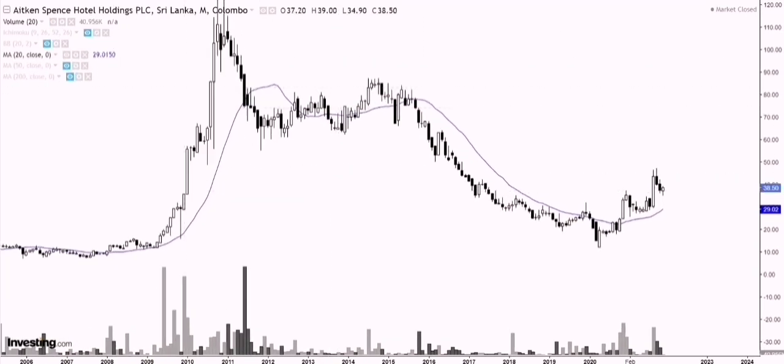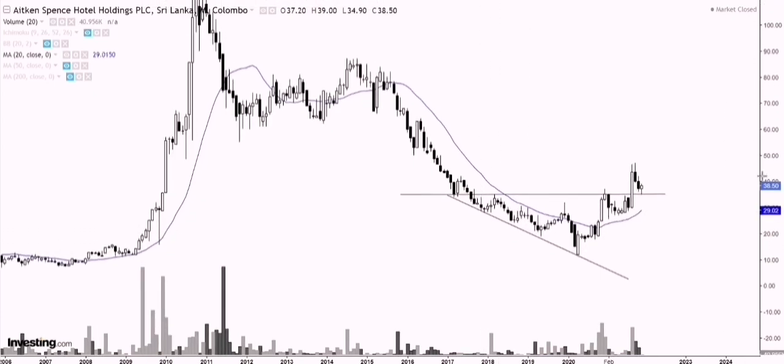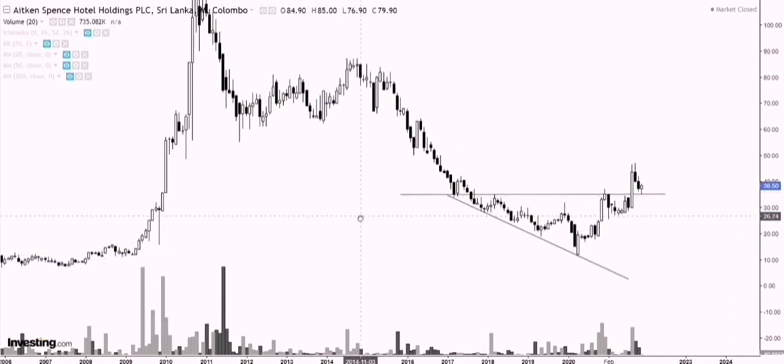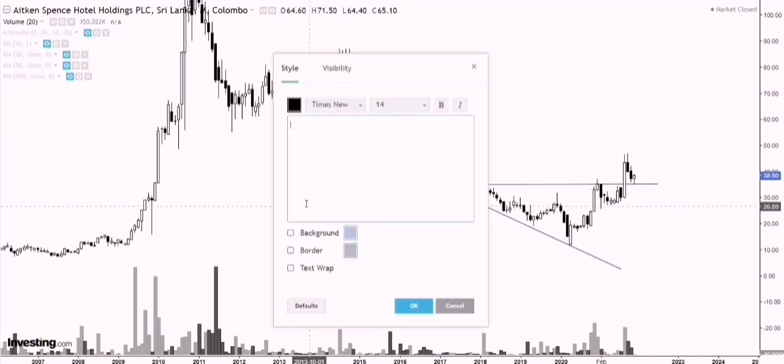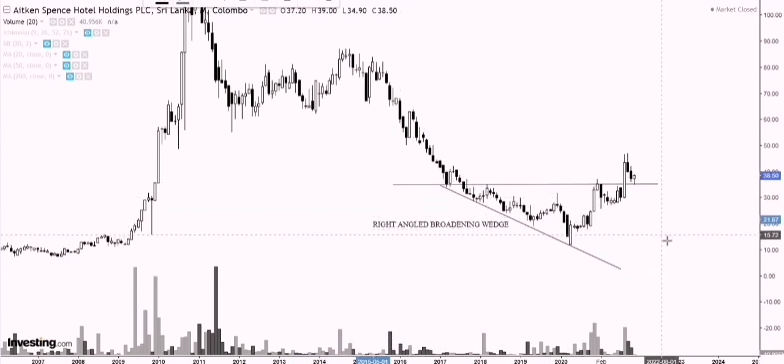Okay, so this is a pattern that I have not spoken about in my videos because we haven't seen one yet. So we have finally seen one. This is what you call a bullish right angle broadening wedge, a broadening wedge. So let me just write it down here. Right angled broadening wedge. So this is what you call it. This is a bullish variation of the right angle broadening wedge.